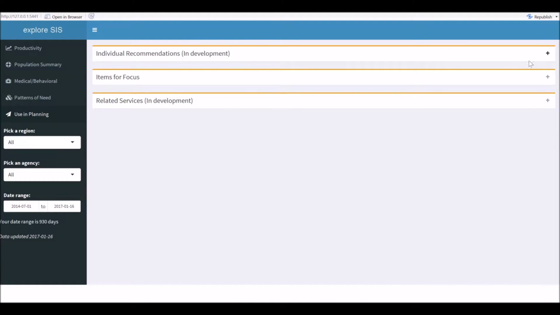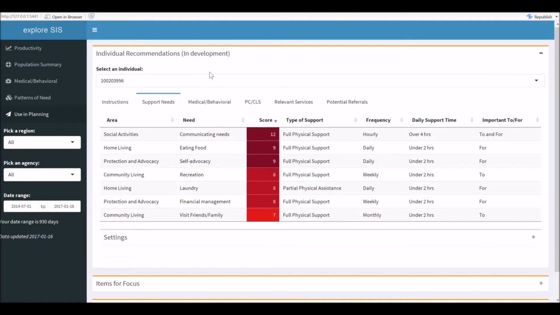So let's start with this first one called individual recommendations. What this is trying to do is really just to provide a prototype. This is not nearly as useful as it could be because, as you note, you can select an individual up on the top here. But as I said earlier, there's no personally identifiable health information shown on this site. So this individual is a completely made up ID that is just a random set of digits and can't be traced back to that person. So it doesn't actually help you to integrate the data into that person's plan.